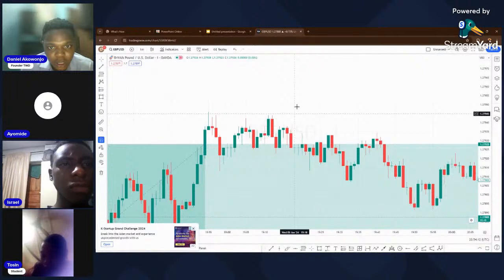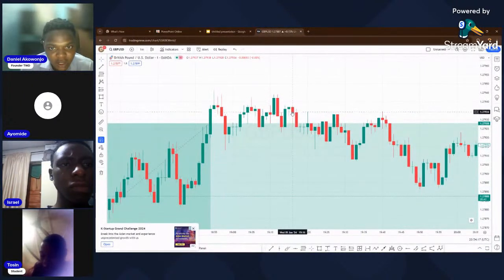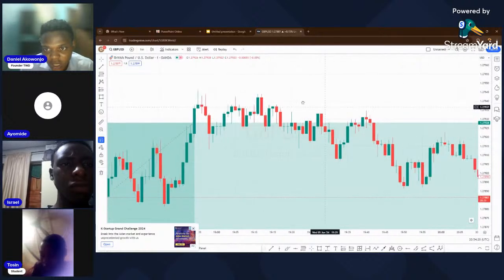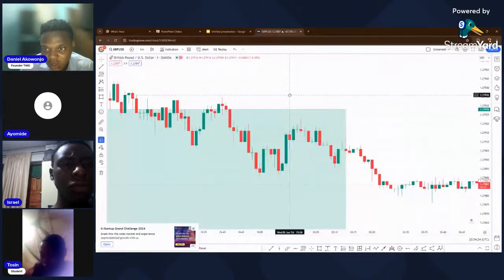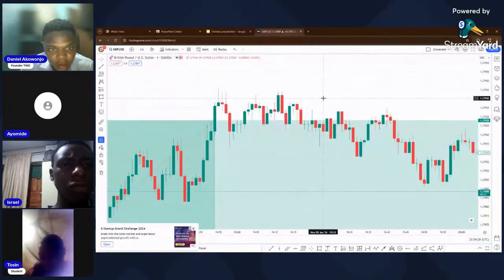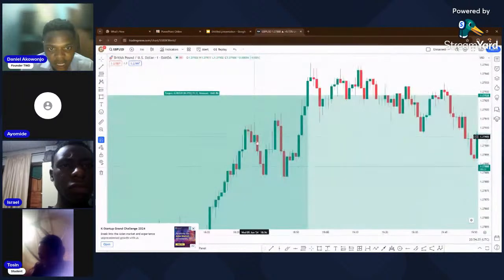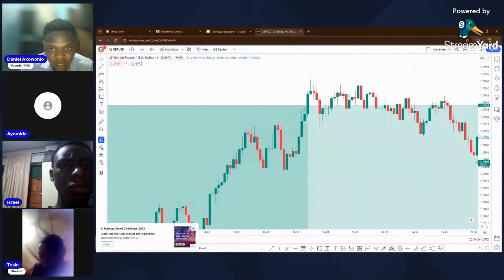So far, so good. For this one, it didn't happen. Price just stopped at this point. So one might not want to confirm this, and one might still be doubting. But let's look for a very good example.